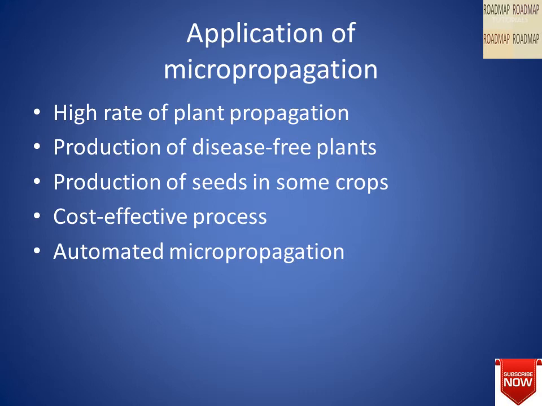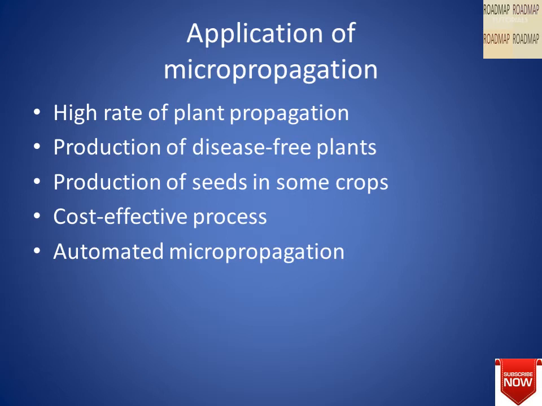The third is the production of seeds in some crops. Micropropagation through the axillary bud proliferation method is suitable for seed production in some plants. This is required in certain plants where the limitation for seed production is high and the degree of genetic conservation is needed, like the examples of cauliflower and onion. This is the third one.